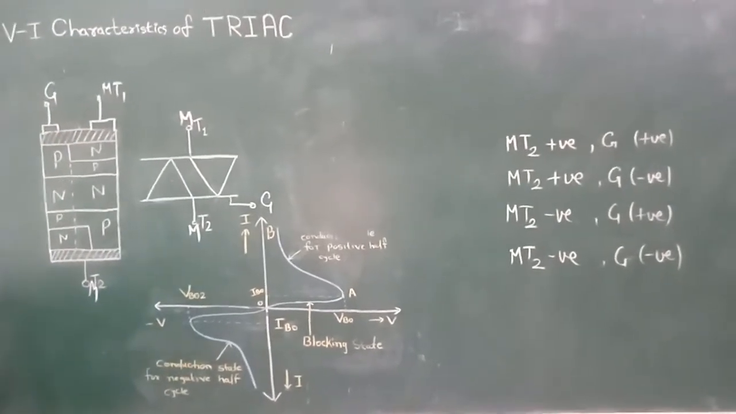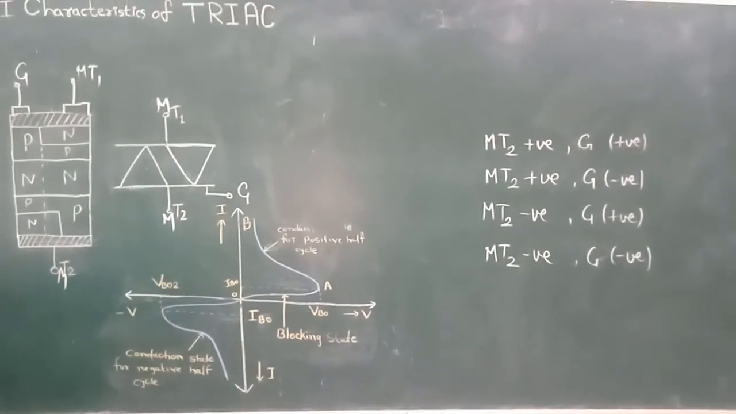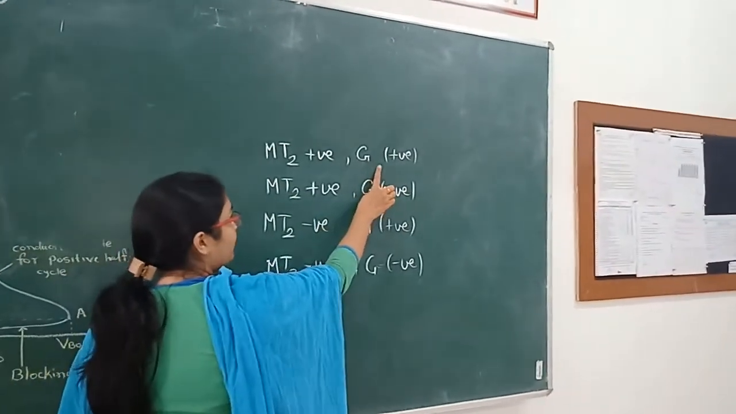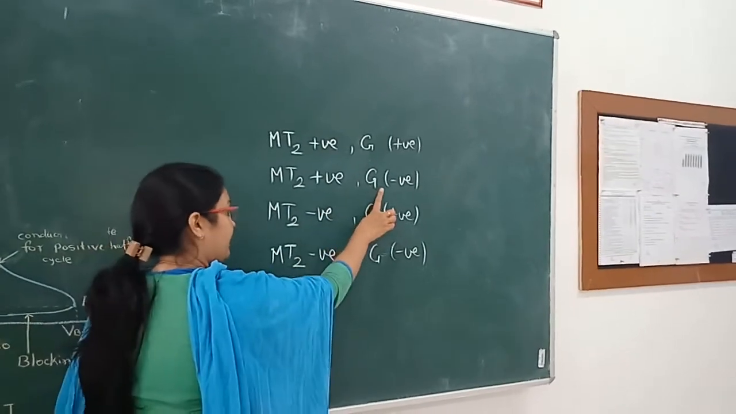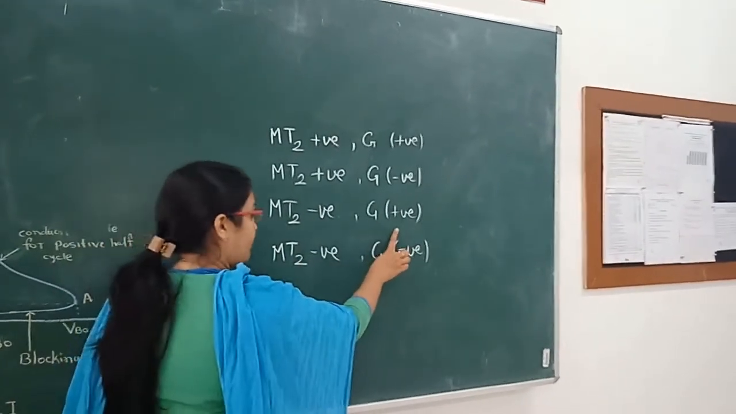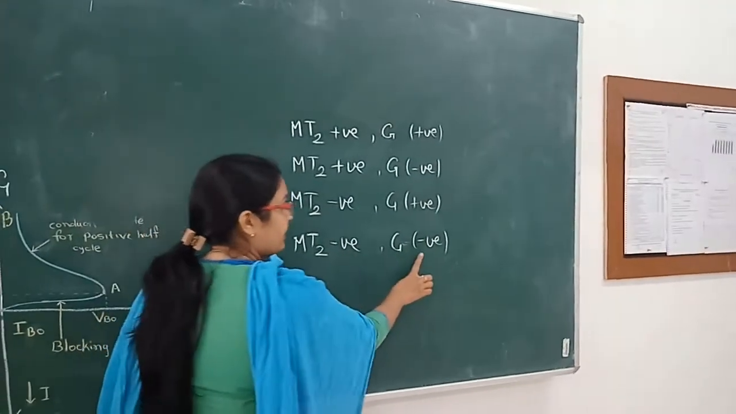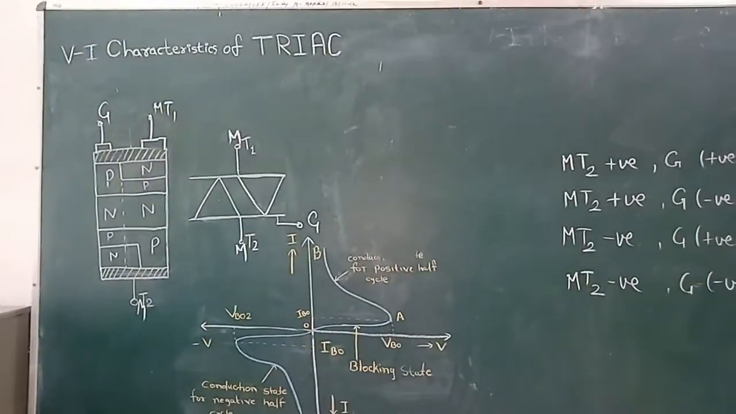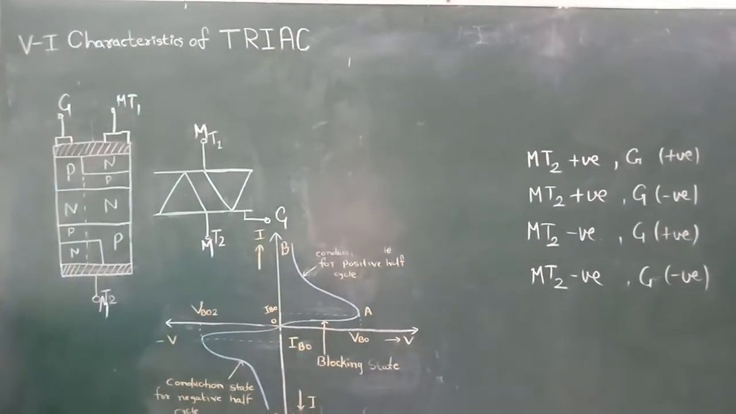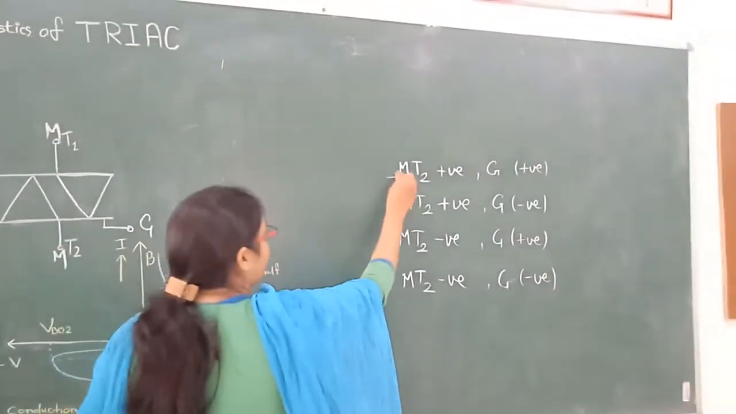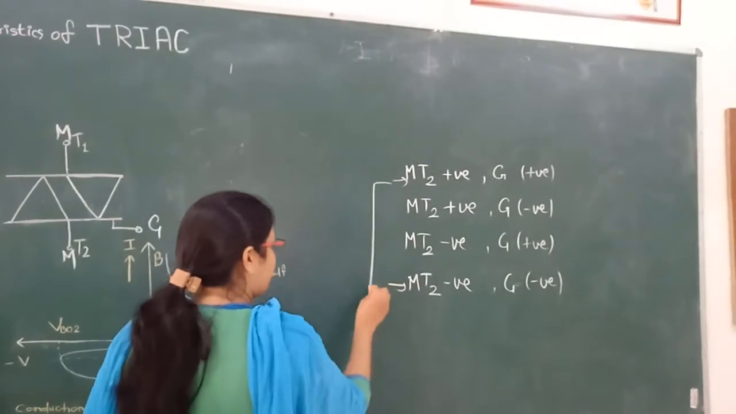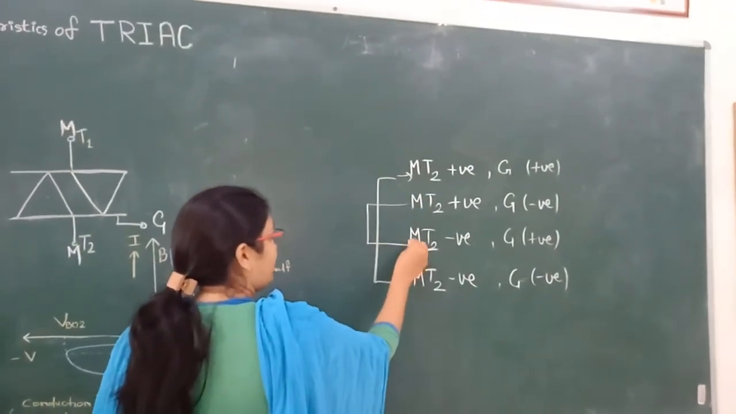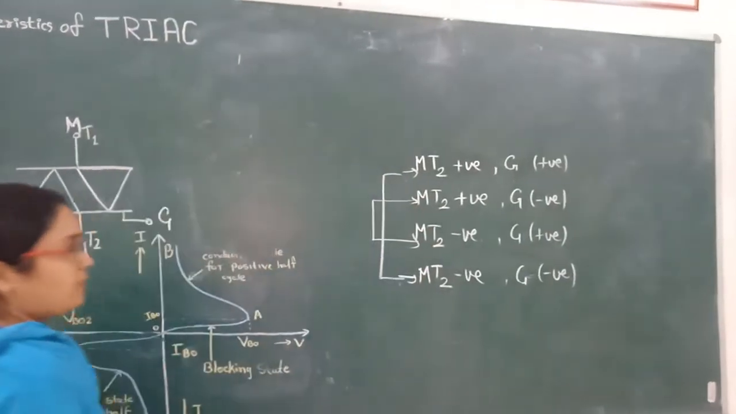Basically, triac works in four modes. The first mode is MT2 positive, gate positive; then MT2 positive, gate negative; MT2 negative, gate positive; and MT2 negative, gate negative. Now, if we talk about the sensitivity, the triac in the first mode and the fourth mode is highly sensitive in these two modes, whereas in the rest of the two modes, sensitivity is a little bit less.